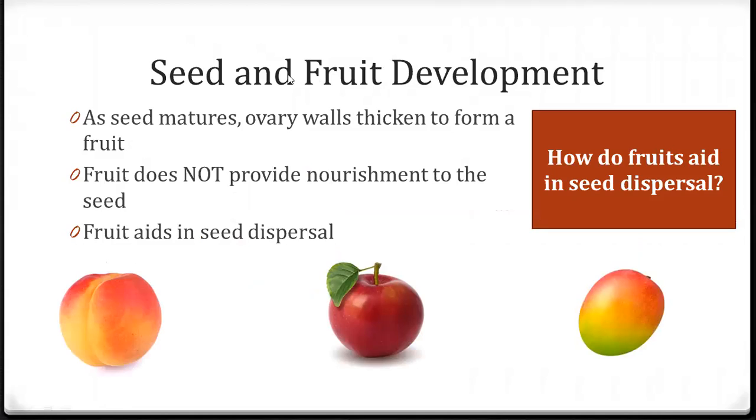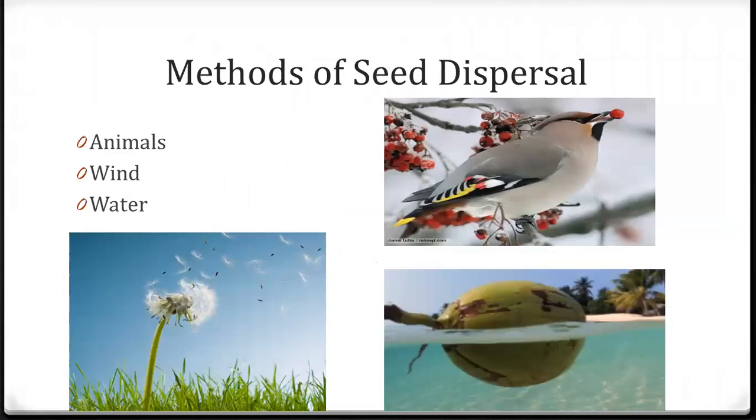As the seed matures, ovary walls thicken to form a fruit. The fruit does not provide the nourishment to the seed, even though you might think it does. And then fruit aids in the seed dispersal. So you could maybe imagine an animal eating the fruit and then passing the seed through its system somewhere along the way. So methods of seed dispersal occur by animals, wind, and water.